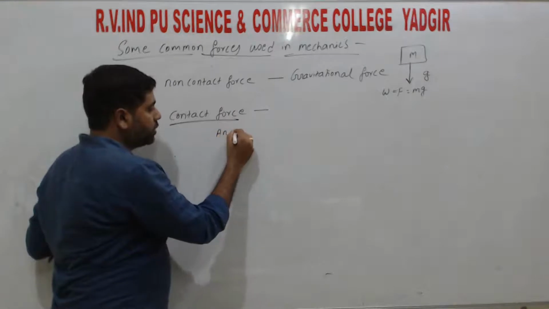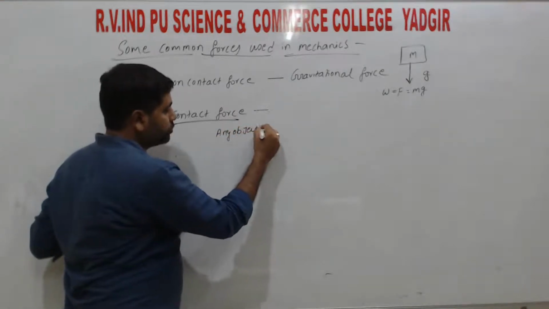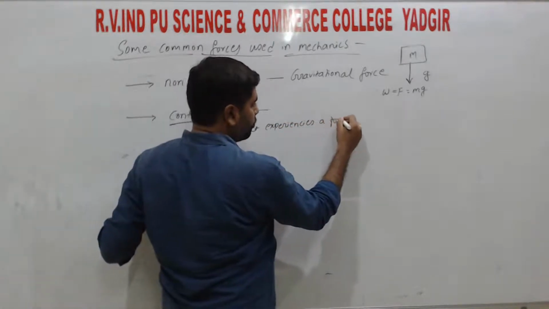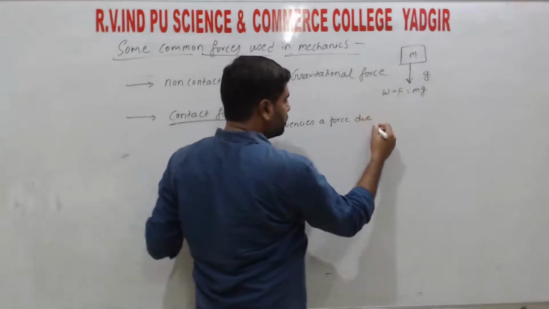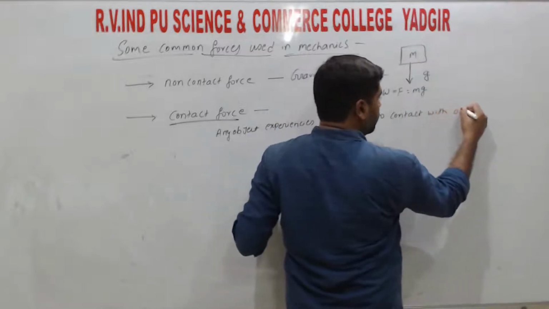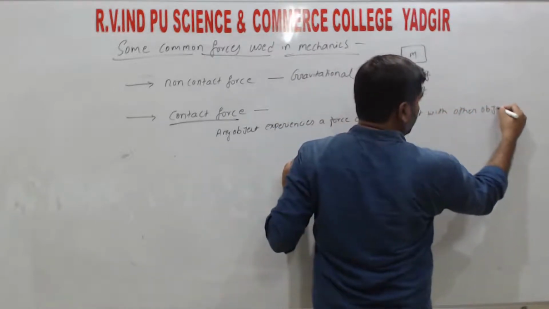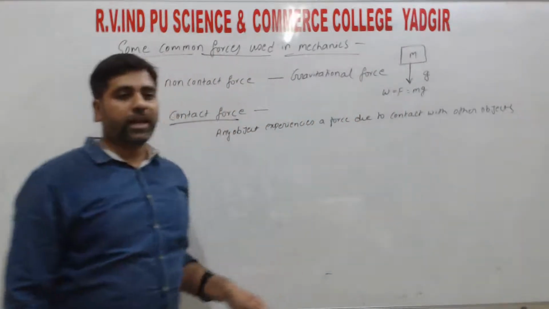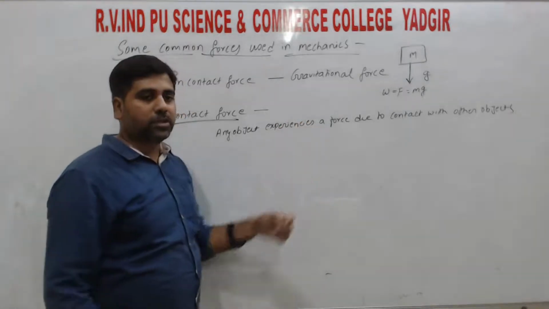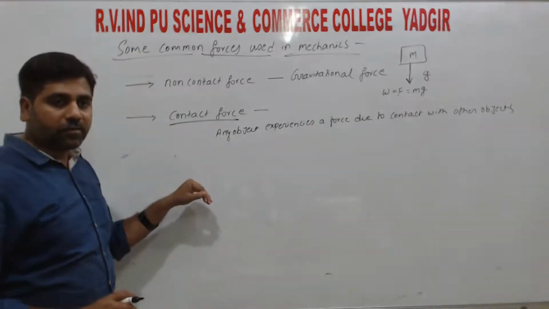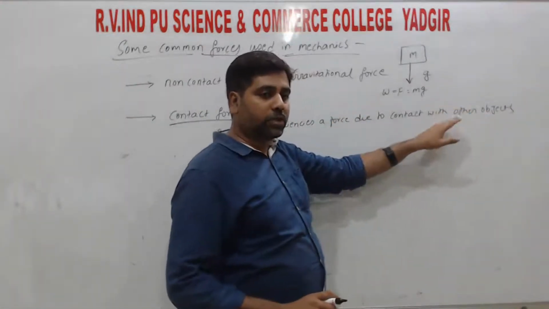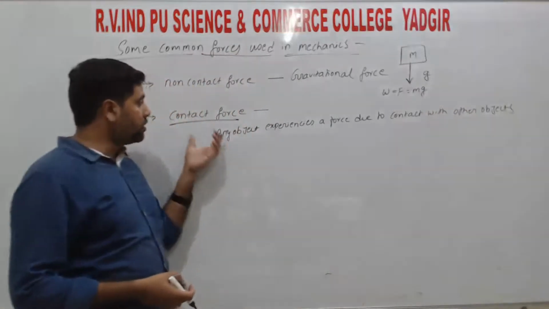Any object experiences a force due to contact with other objects, right? So any object which is experiencing a force due to contact with other objects. So some object is experiencing a force. When does it experience it? When it is in contact with other objects. So what do we call the force an object experiences with another object?